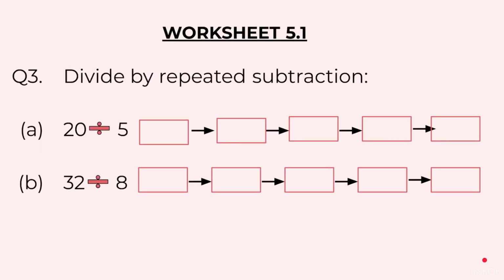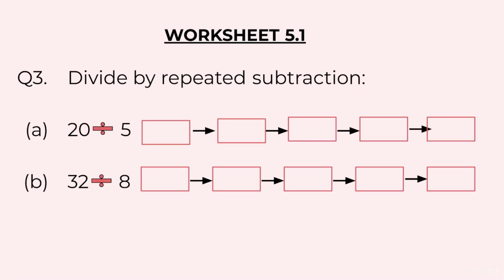Question 3. Divide by repeated subtraction. A part, 20 divided by 5. So we have to here repeatedly subtract 5 from 20. First box we will write 20. Now we will subtract 5 from 20 and write it here, 15. Now we will subtract 5 from 15 and write it here, 10. Again we will subtract 5 and write the answer here, which is 5.